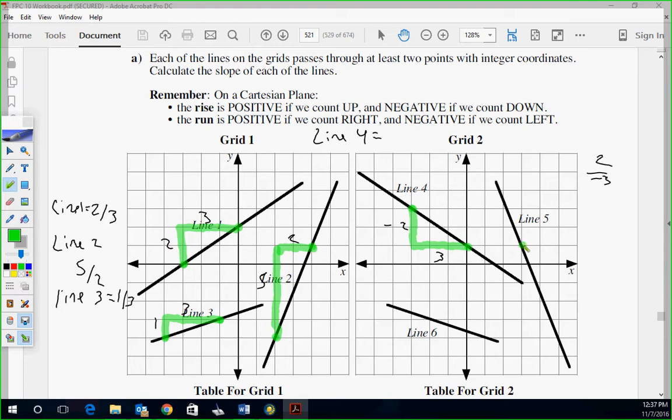Okay, that's a smooth spot. That's a smooth spot, and that's a smooth spot. 1, 2, 3, 4, 5 down. 1, 2. Negative 5 over 2. That's right. Okay. Smooth there. And there. Down 1, 1, 2, 3. Line 6, negative 1/3.